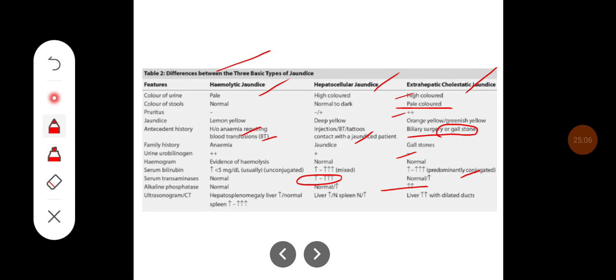And ultrasonogram shows hepatosplenomegaly in hemolytic disease, whereas there will be dilated ducts of the liver because of the gallstone in case of obstructive jaundice.